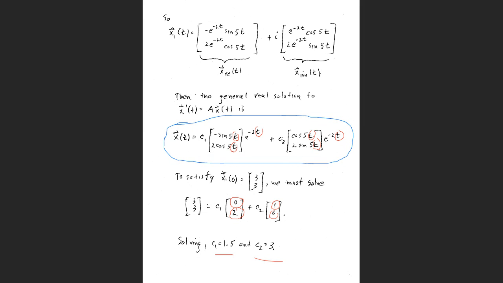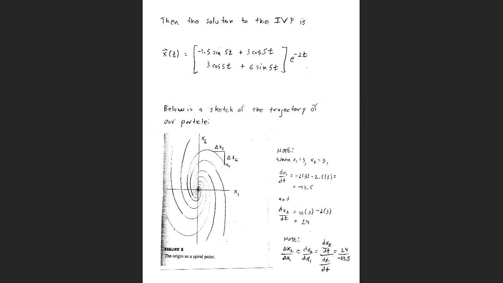Well, we can then put in C1 equals 1.5 and C2 equals 3. We can put those values in, and we can write the general solution to the initial value problem this way as well. If you factor out e to the negative t, you can write the solution this way. So I'm showing you different forms of the solution. And based on this, we can sketch a trajectory of the particle.